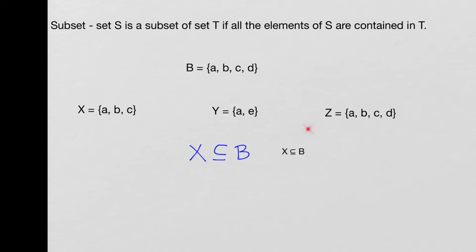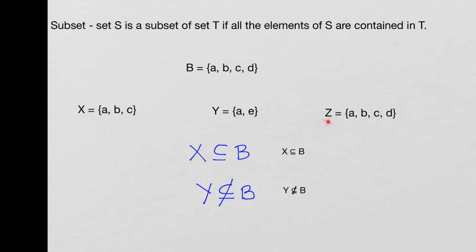And this is what it would look like typed. So pretty much the same. Looks a little bit different. Now, when we take a look at set Y, this set contains the elements A and E. A is an element of set B, but E is not. And so Y is not a subset of B. So I could write Y is not a subset of B. And here we have Y is not a subset of B.